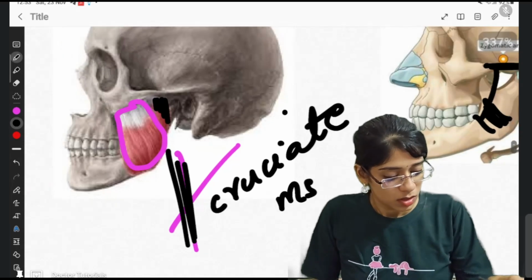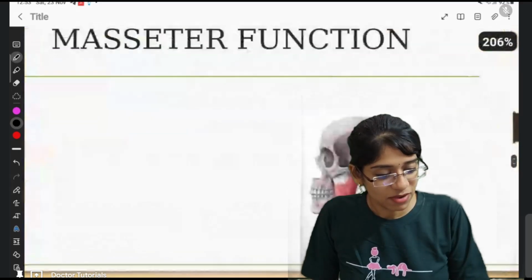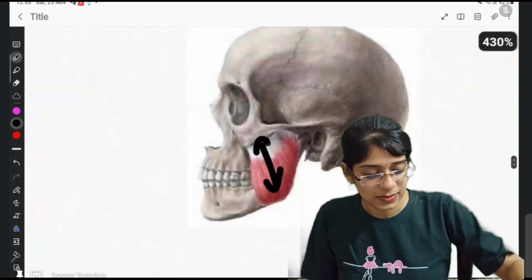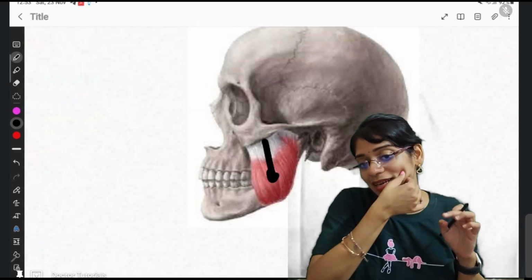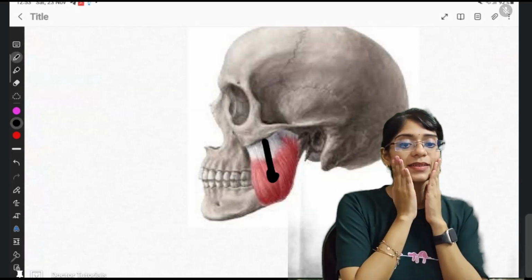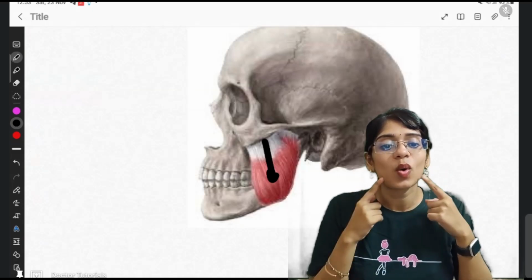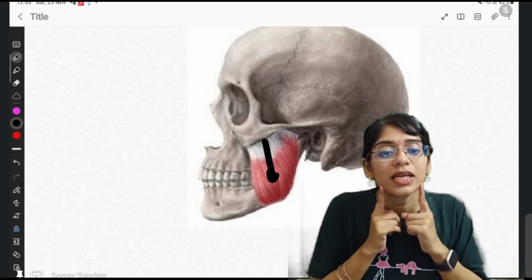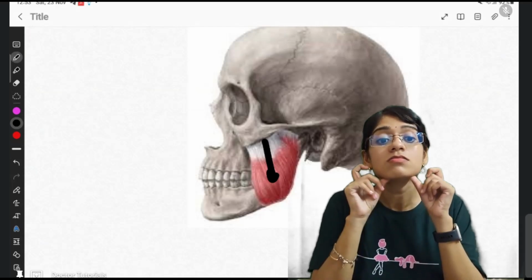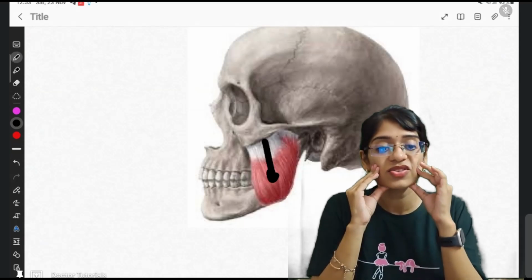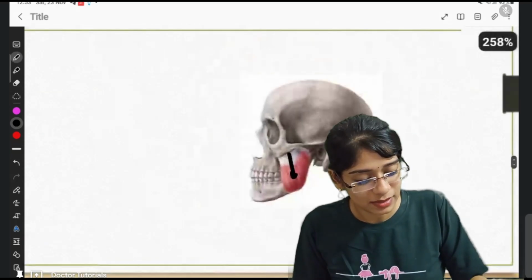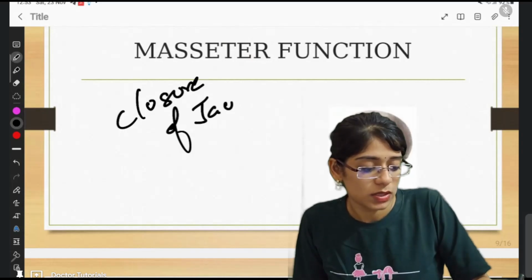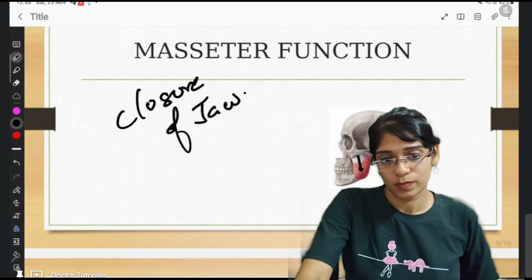Now, what is the function of masseter? When this muscle is contracting, here is the masseter, I told you it gets inserted where? To the mandible. So when this muscle is contracting, it will pull the mandible up like this. So it will close the mandible. So what is the function of masseter? You tell me. It is closure of the jaw.